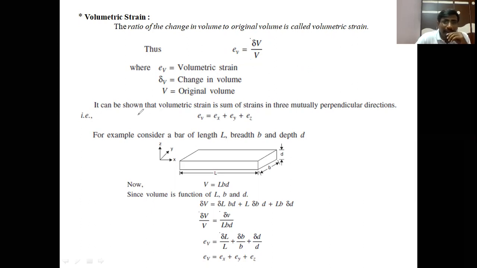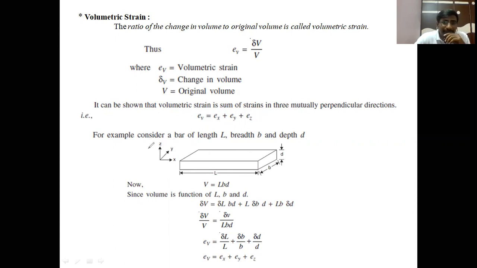It can be shown that the volumetric strain is the sum of the strains in three mutually perpendicular directions. That means if one member is considered in x, y, z directions, the summation of strain in x direction, strain in y direction, and strain in z direction is equal to the volumetric strain produced in that material.